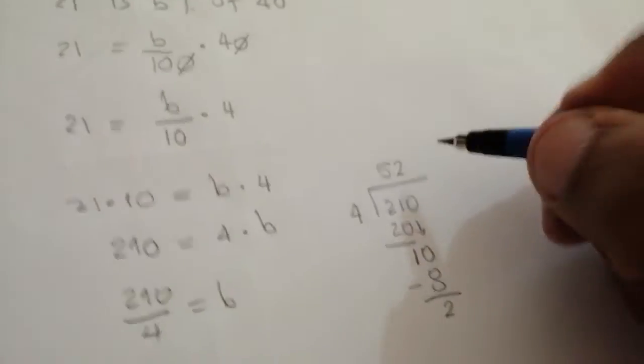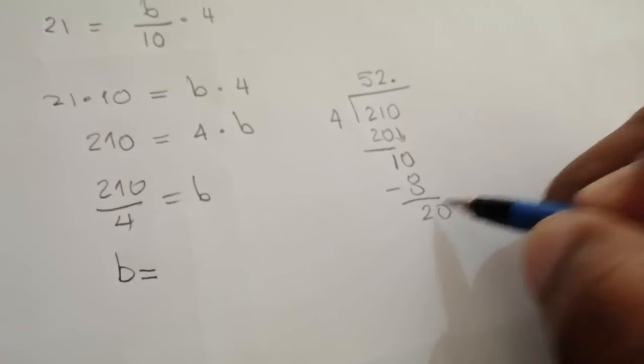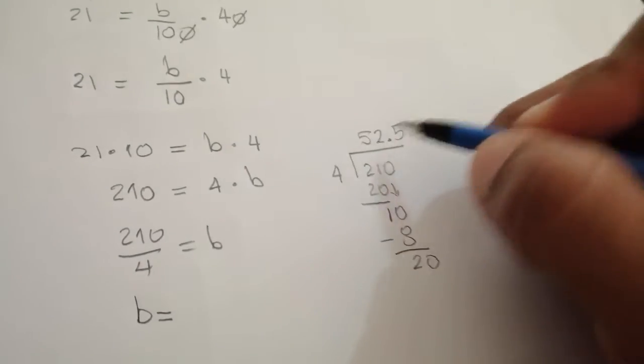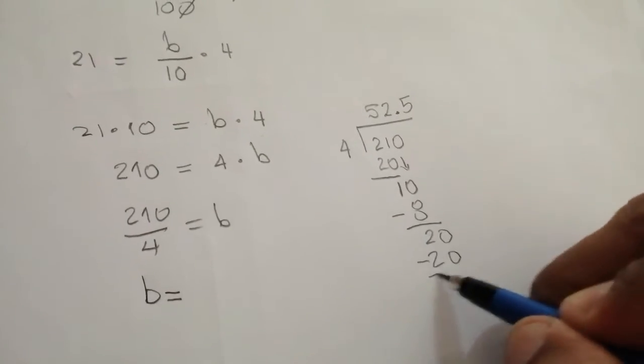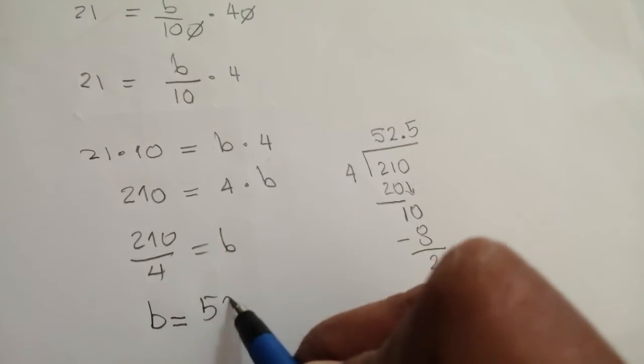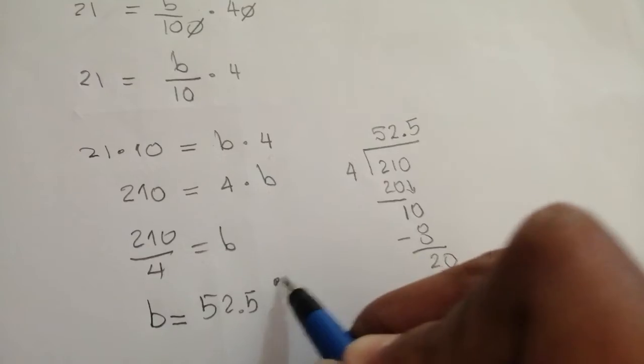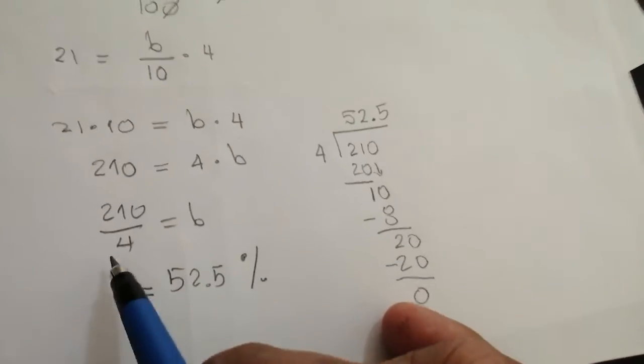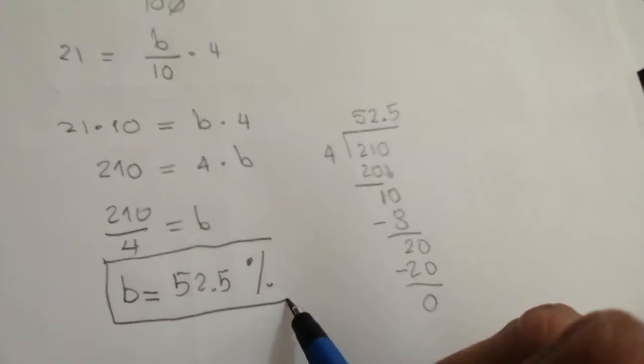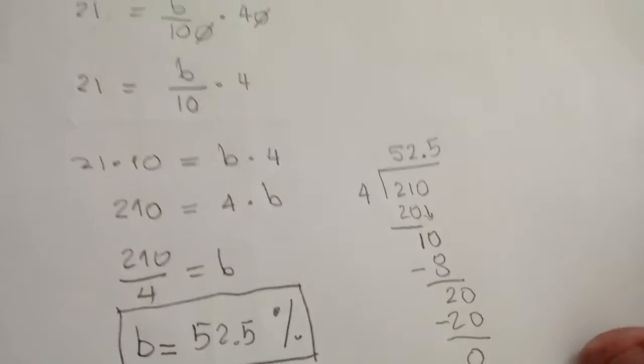Since it's no longer possible to divide, I'll put a decimal point that allows me to add a 0 here, and another 5. 5 times 4, 20. Subtracting this gives a 0. So B is 52.5%. This then is the answer to this second problem.